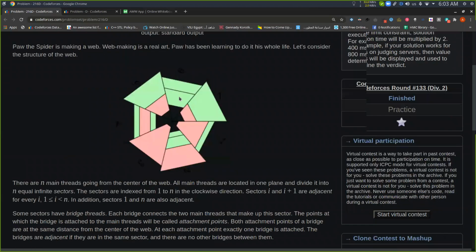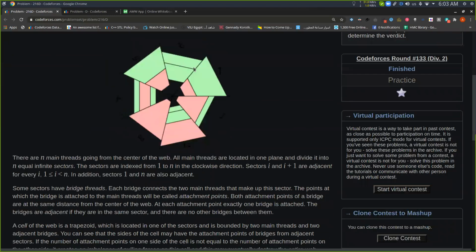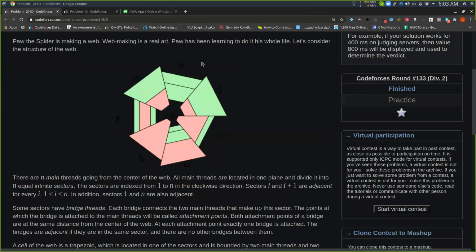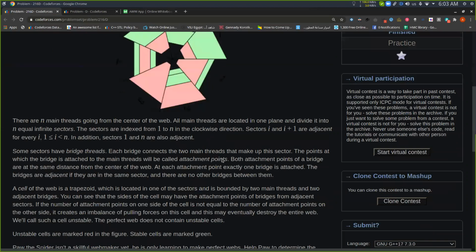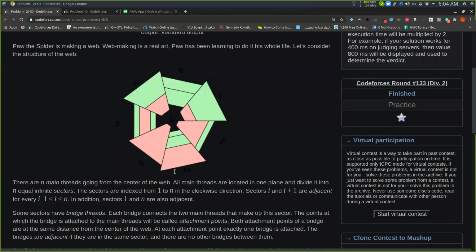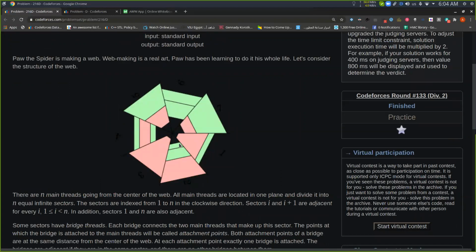Okay, so for this problem, we are given a spider's web. We'll define it as having n sectors, and each of these sectors has some bridges. That's the description of the web. Each bridge has the same distance from the center of the web on each of its sides. So this is a bridge, this is another bridge, this is another bridge, and so on.